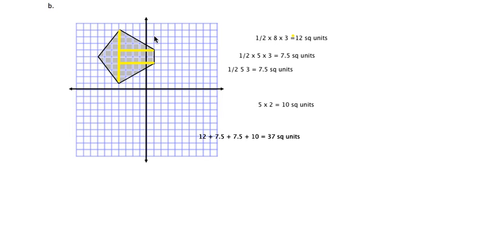So our first triangle, that's our large triangle over here, was 1/2 times 8, that's our base, times 3, that was our height, equals 12 square units. And then we had this triangle, which was 1/2 times 5, that's our base here, times 3, that's our height, is 7.5 square units. And this triangle below was exactly the same dimensions, so another 7.5 square units. And finally, our rectangle in the middle was 5 by 2, which was 10 square units. We add all of those up, and we get 37 square units for the full pentagon.